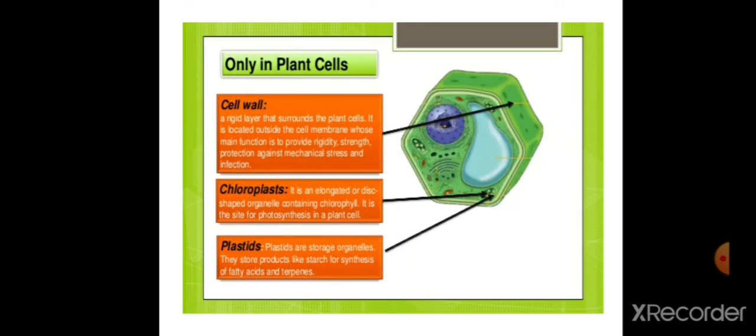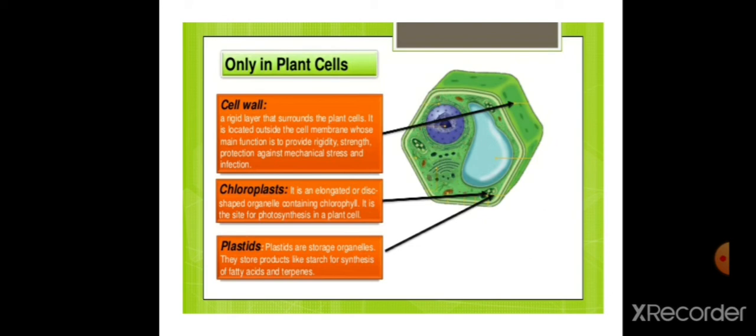Let us look at the function of some more organelles, but these organelles are only present in the plant cell. The first one is the cell wall. Cell wall is present only in the plant cell, and the animal cell lacks a cell wall. What is the function of the cell wall? The cell wall is a rigid layer that surrounds the plant cell, right? It is located outside the cell membrane.